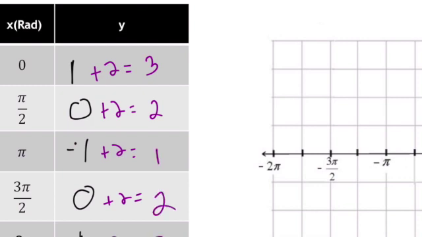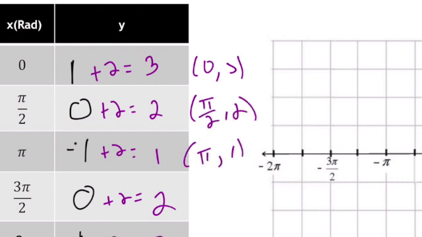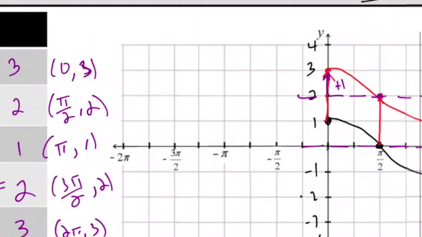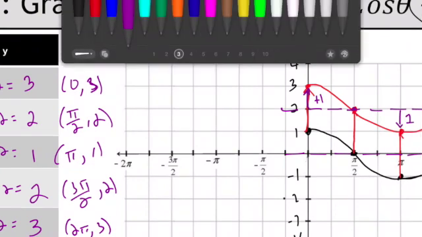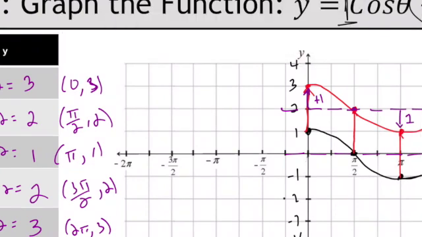So now if I graph the points, if I graph this point 0, 3, right? So now I'm going to have a whole new set of points: pi over 2, 2. Here I have pi, 1. Here I've got 3 pi over 2 and 2, and then 2 pi and 3. So if I graph all these points, they'll land in the exact same place, right? So 0, 3, so up 1, 2, 3, that's right there.